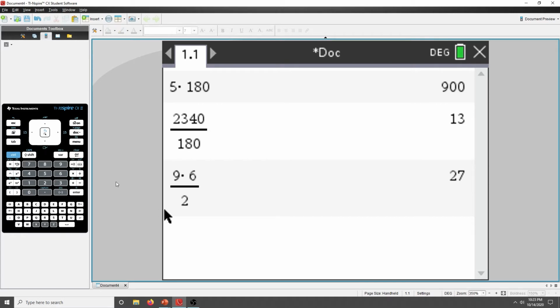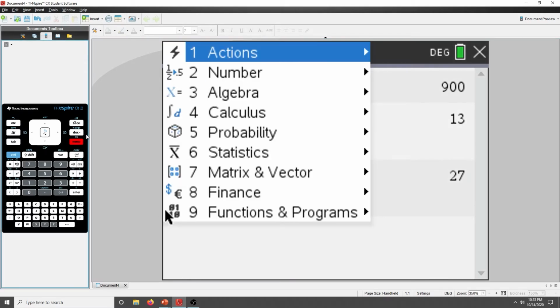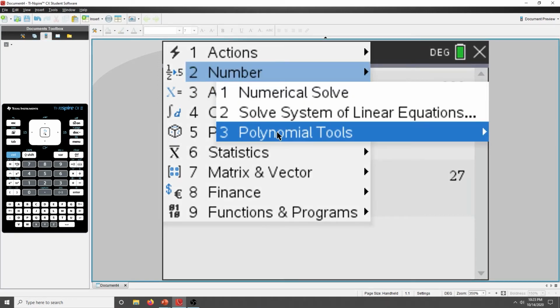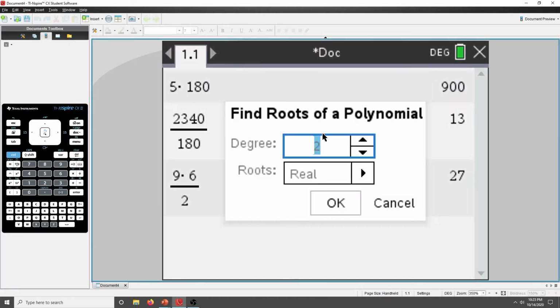So the way you solve a quadratic in the calculator, if you haven't done it before, it's very similar to nsolve. Menu 3, but instead of nsolve, we're going to go to polynomial tools. And then, I think I accidentally clicked twice, but click find roots of a polynomial, degree 2, real. Just scroll down and make sure you don't change that to 1. Make sure you leave it at 2. You can just move the cursor and click.